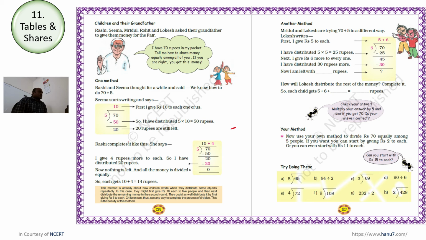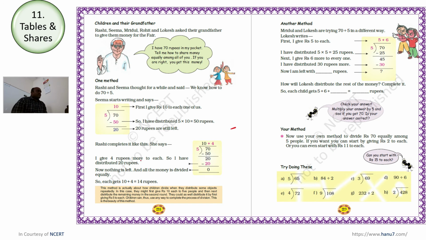Okay, so then next Rashmi completed it like this. She says plus 4. If you add plus 4, then we will get how much to this, whatever the box which is there here, to there you will be getting minus 20 and you will be getting subtraction as 0.